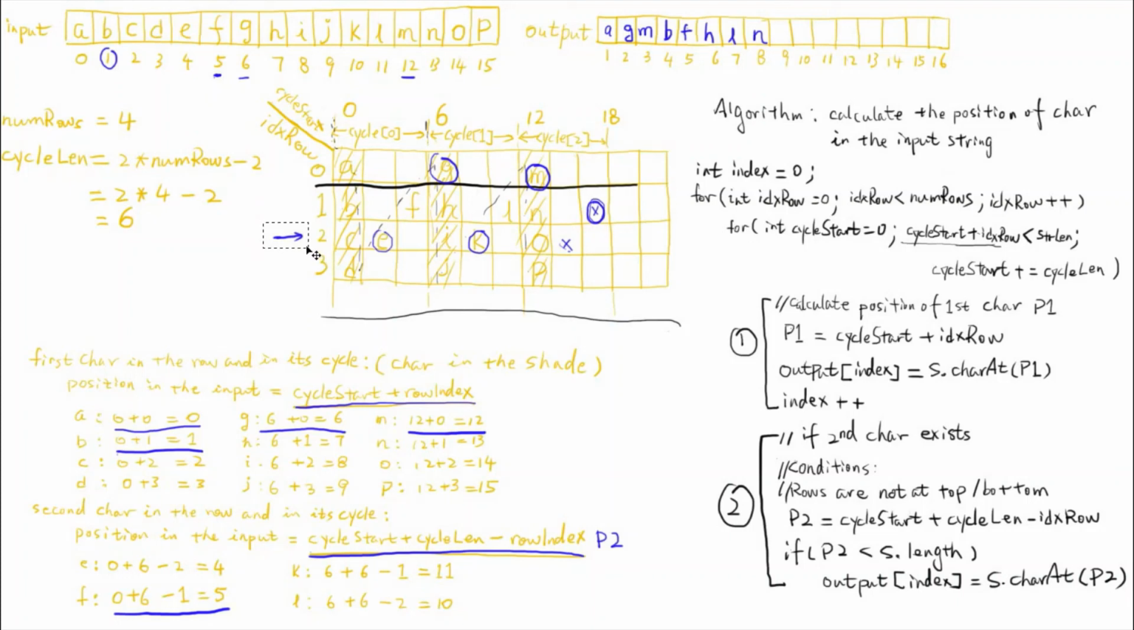Calculating the positions of the characters in row 2 is the same as row 0 and row 1, so I will not spend time going through each character. We will end our demo here. Next, we will go to the LeetCode website to implement the solution based on our pseudocode.